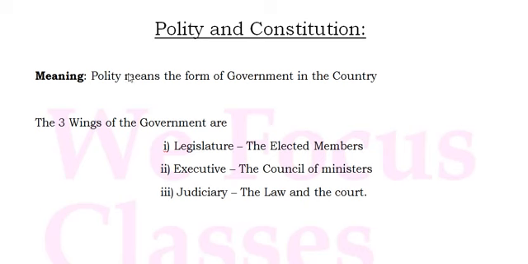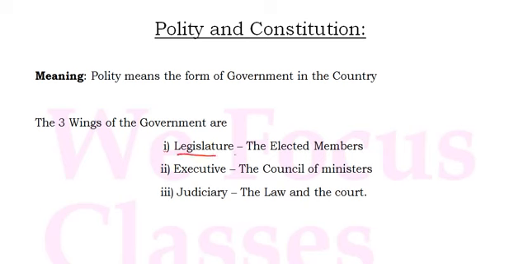of polity. The word polity means the form of government in the country. Simply, the form of government in the country. What kind of form of government is present in the country is called polity. That's it, not more than that. And for any government to function, it has three wings. The three wings are legislature, executive, and judiciary, friends.